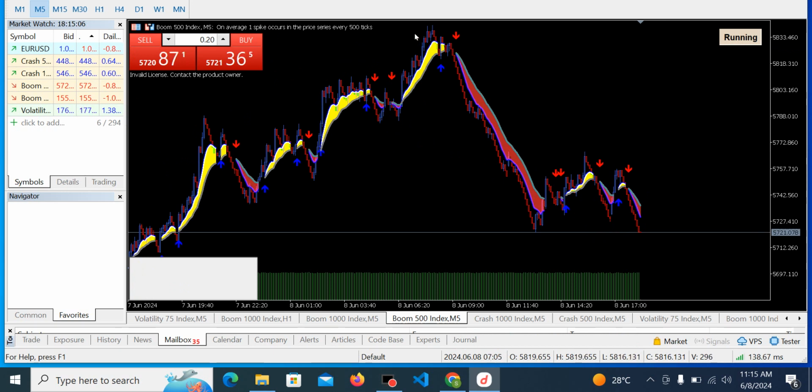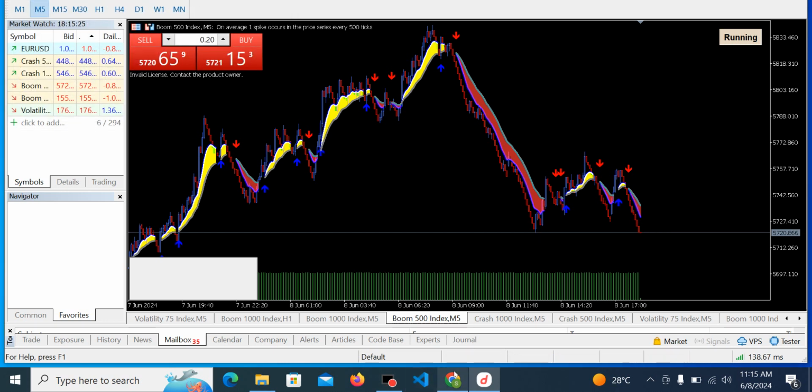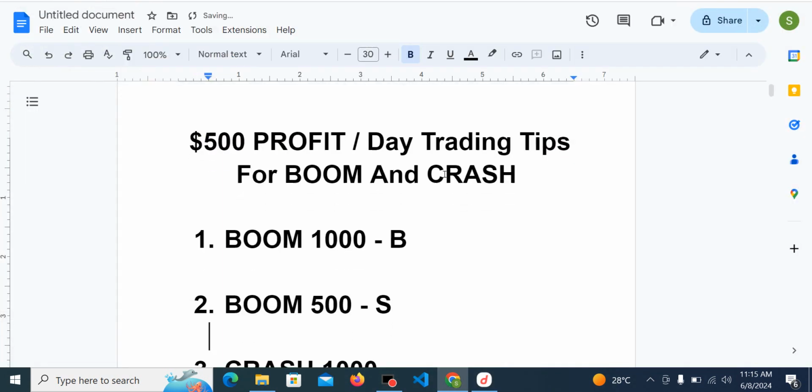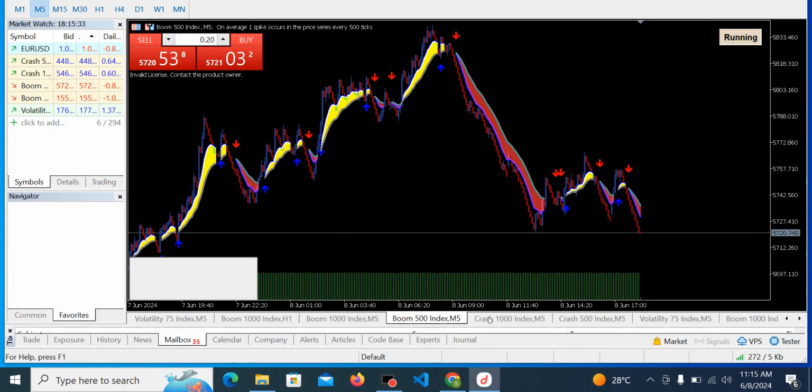This is Boom 500. Right from this resistance zone it started a downtrend because it was unable to break out above it. You can see the red flag and the red arrow, and it kept on selling till it got to this support zone at the pullback, and it's around the support zone again. Once it breaks out below it, it's going to sell more. So this is going to be giving us more of a selling opportunity than a buying opportunity. The next asset is going to be Crash 1000. Let's check it out right away.